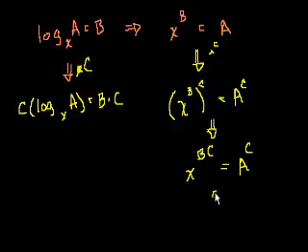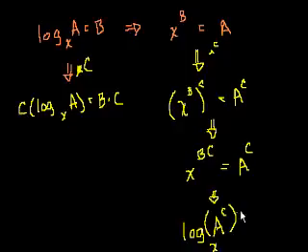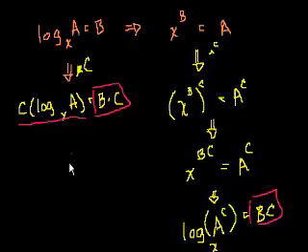We know that x to the bc is equal to a to the c. Well, that's the exact same thing as saying that the logarithm base x of a to the c is equal to bc. Correct? Because all I did is I rewrote this as a logarithm expression. And I think now you realize that something interesting has happened. This bc is the same thing as this bc, so this expression must be equal to this expression.